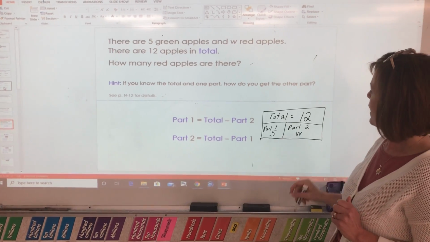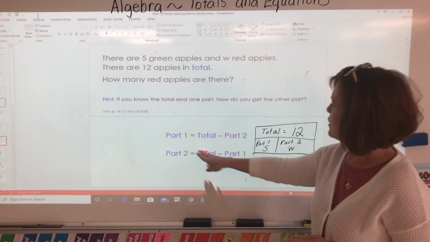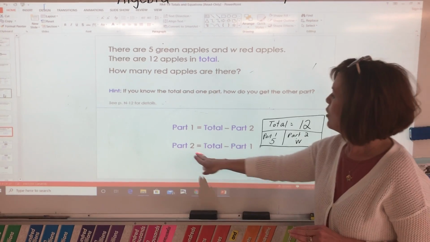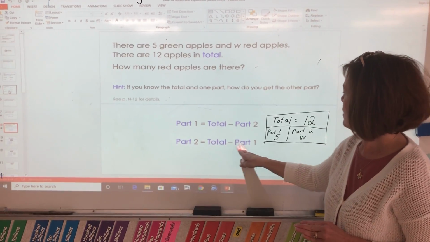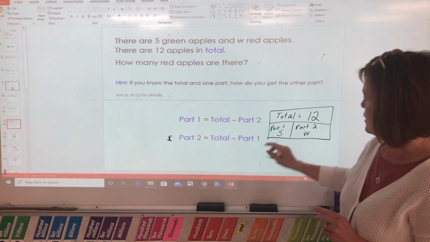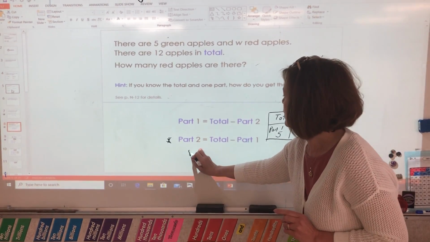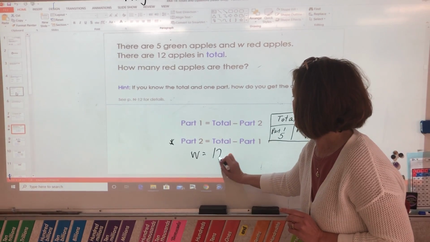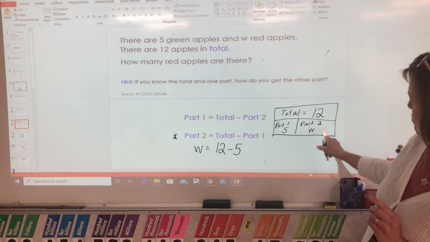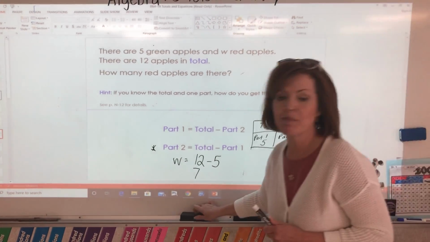How do I solve that? Well, if you're thinking about how to make an equation, you could say part 1 equals the total minus part 2, or part 2 equals the total minus part 1. And this one makes it easiest for us to say the missing unknown number W is equal to the total, 12, minus 5, and the missing number must be equal to 7. Okay, we'll keep practicing this.